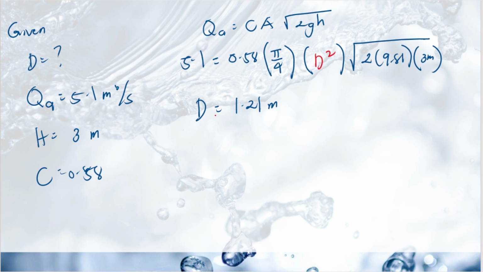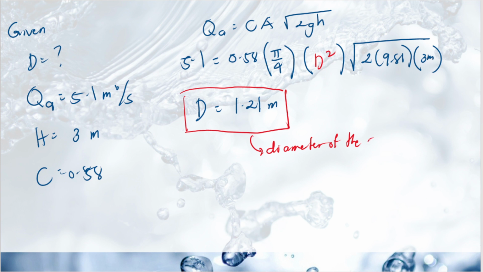Just like I've said, the culvert area or diameter is the same whether from the upstream or the downstream side. So this is the diameter of the culvert required to have the desired discharge of 5.1 cubic meters per second. Okay, so that is for our culvert diameter.